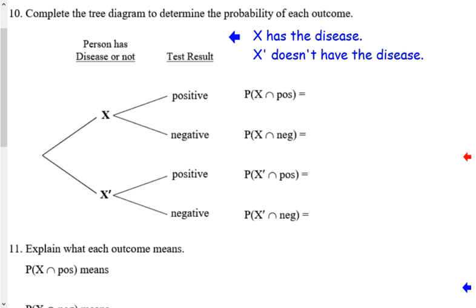Okay, so in this question, what's the probability somebody has this disease? Question tells us, 0.2. So 0.2% have the disease, which means 99.8% don't have it.